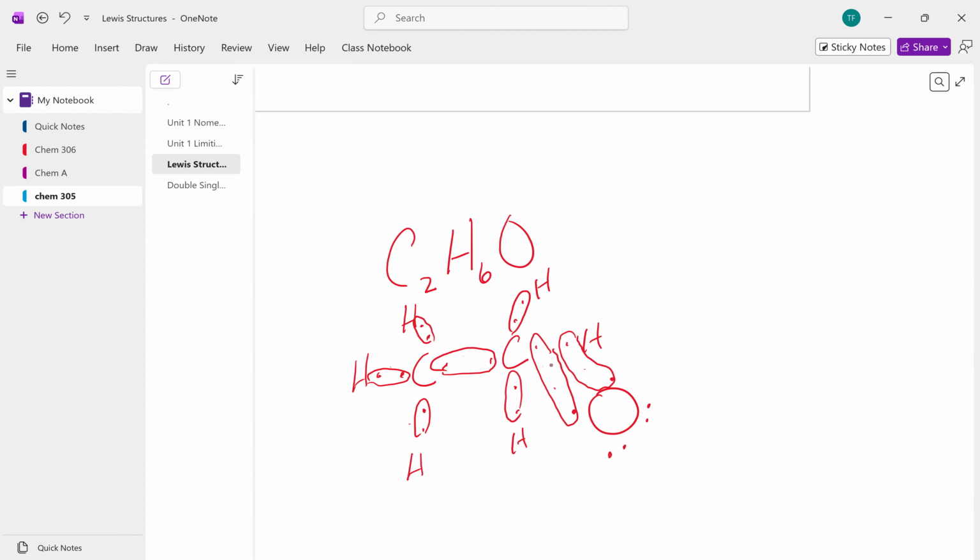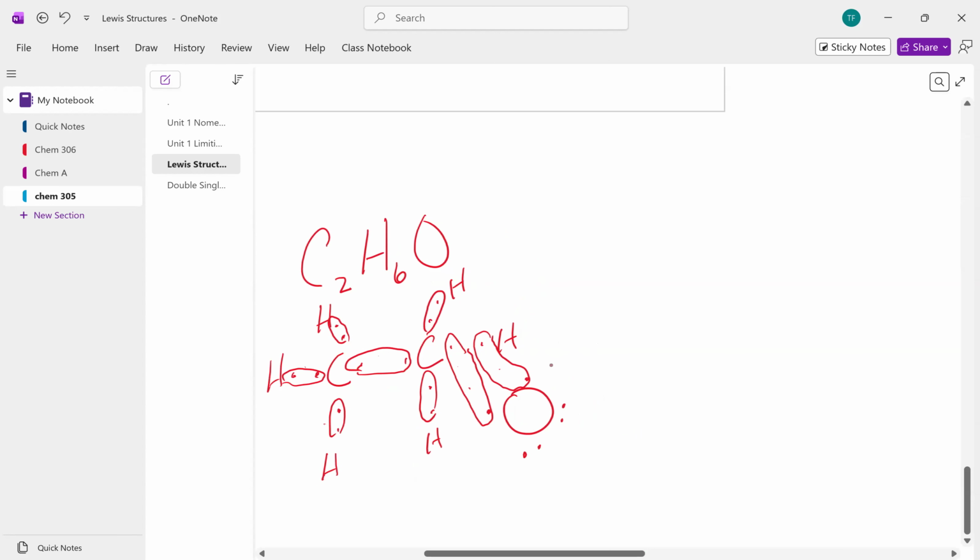Let's look at octets. Okay, 2, 4, 6, 8 for the carbon on the left. On the right, 2, 4, 6, 8. Oxygen's got 2, 4, 6, 8. So this is a legal structure. Next thing we do is connect the bonds with solid lines.